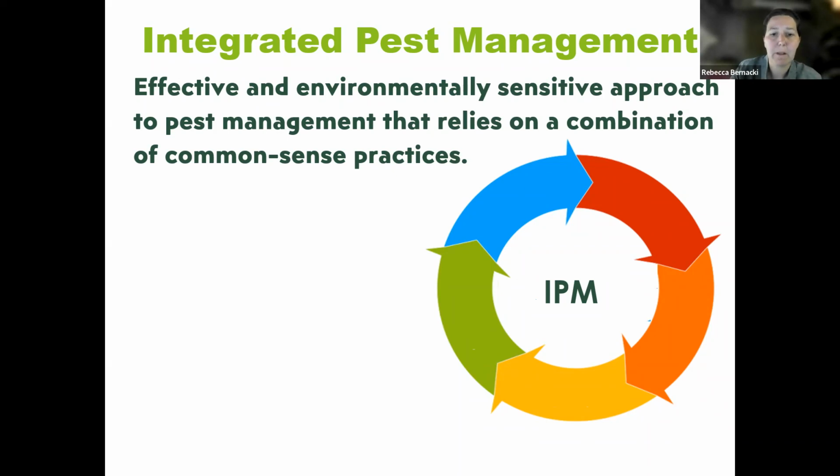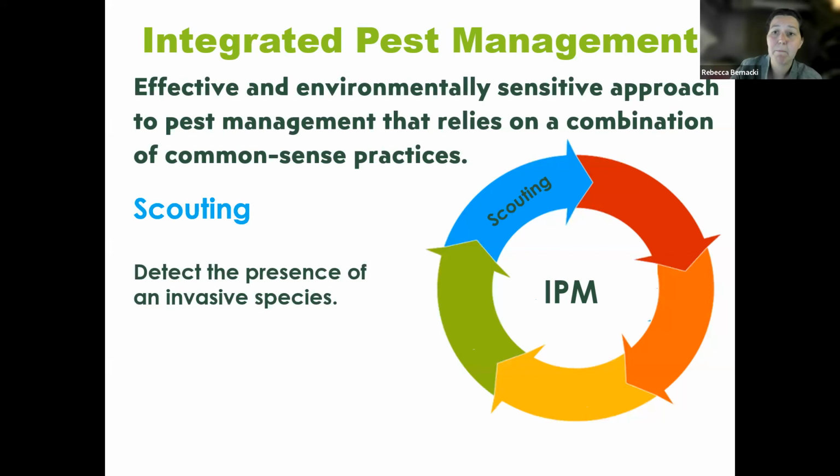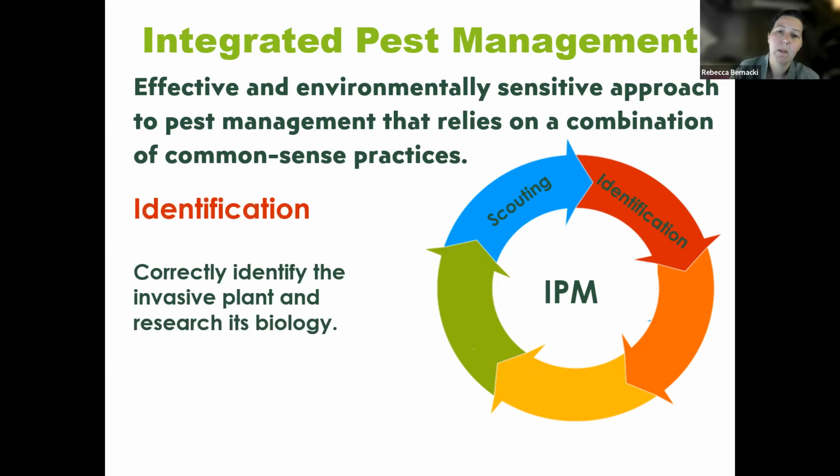So the first step in integrated pest management, or IPM, is scouting. So we're going to pick an area where we want to scout to detect the presence of an invasive species. This may be our backyard, our favorite trail, or a woodlot. Once we scout the area, we want to be sure that we're correctly identifying the invasive plant.